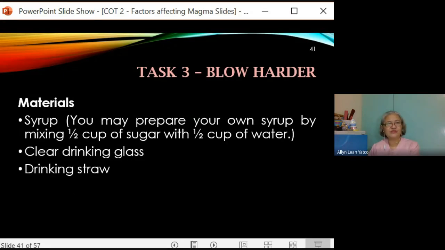Materials to be used: syrup, clear drinking glass, and a drinking straw. Now, in this particular activity, if you do not have syrup, instead of using condensed milk as a substitute, you will prepare your own syrup by mixing 1/2 cup of sugar with 1/2 cup of water. So this is equivalent to 1:1 by volume, sugar to water.